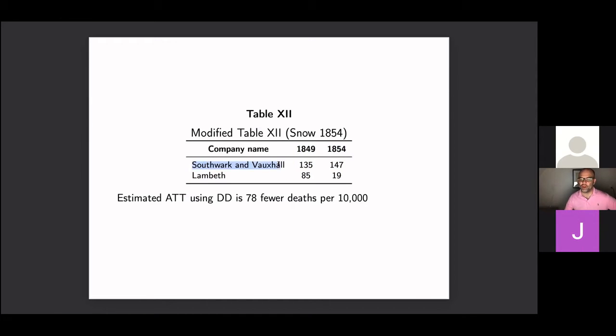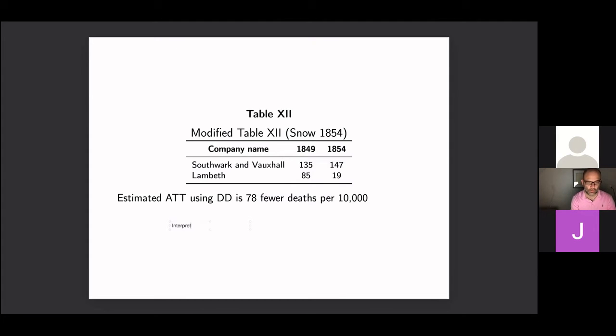Here he has Suffolk and Vauxhall, his 1849 death rates. These are deaths per 10,000. Suffolk and Vauxhall had 135 deaths per 10,000 households, and Lambeth had 85. And in 1854, Suffolk and Vauxhall has 147, and Lambeth has 19. Using the difference in differences, he finds 78 fewer deaths per 10,000.